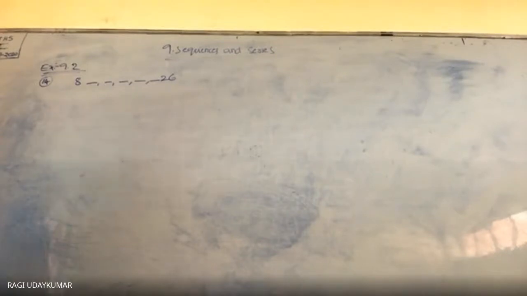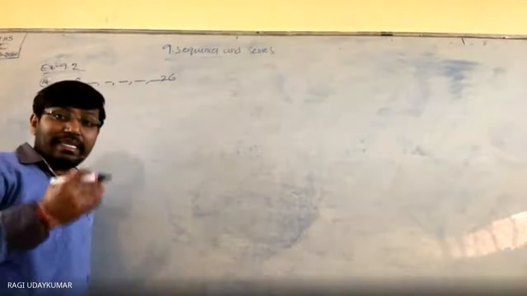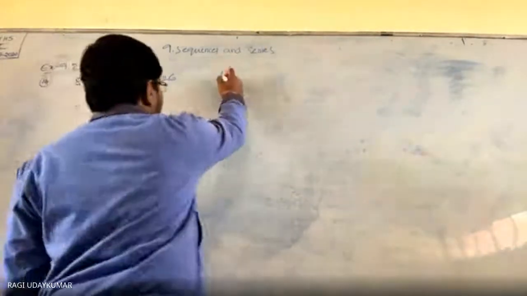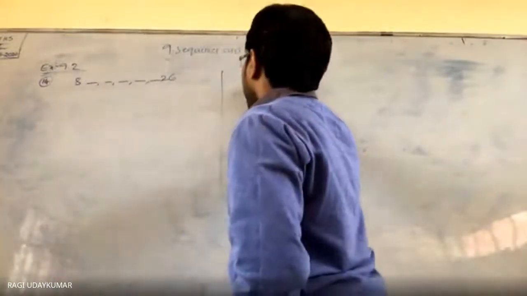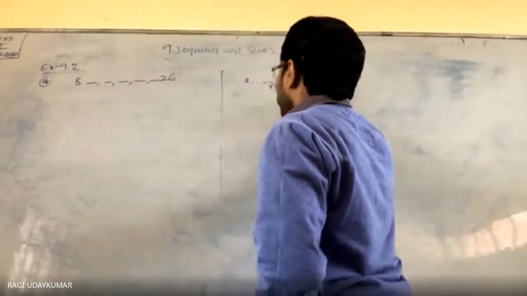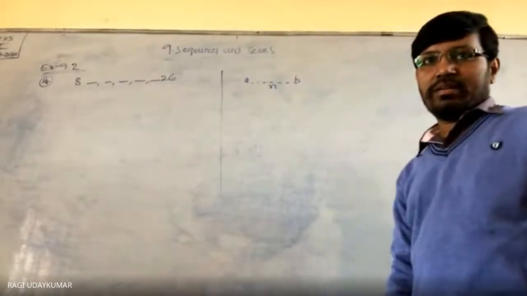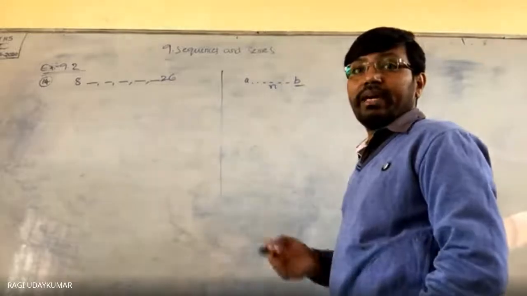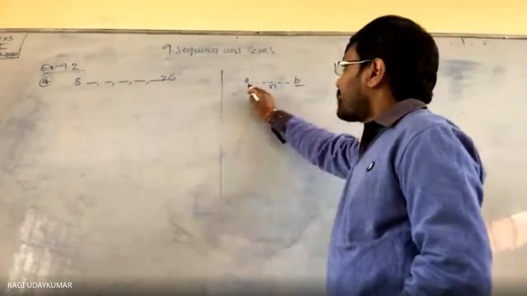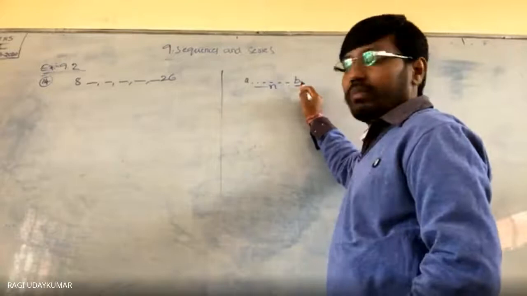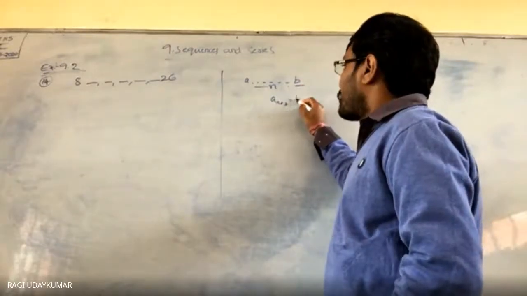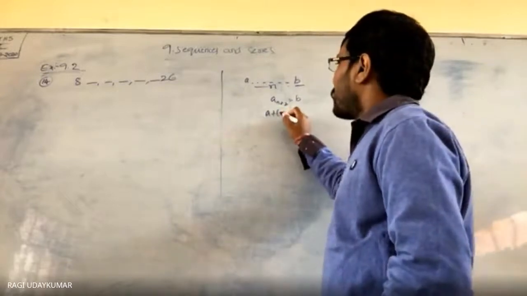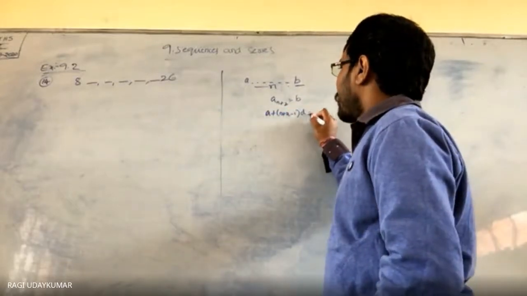Actually, it's a very simple task. The concept of inserting n arithmetic means between a and b is this. Suppose a is there, and n numbers are inserted between a and b. Then what term number does b become? The first is a, then n means, so b is the n plus 2nd term. The n plus 2nd term can be written as a plus n plus 1 into d, which is equal to b.